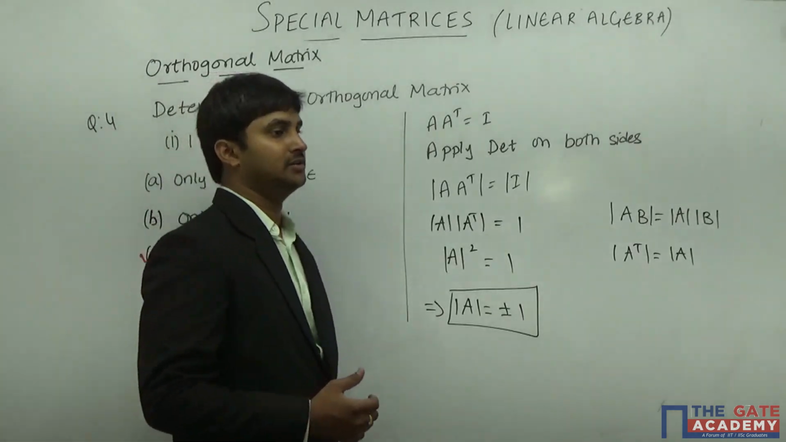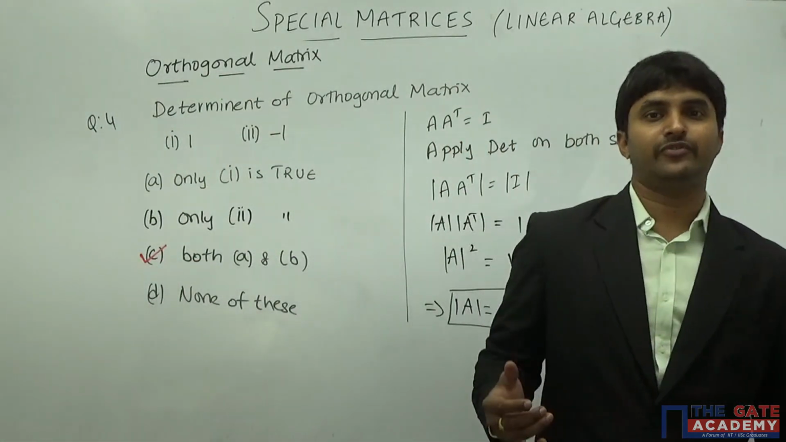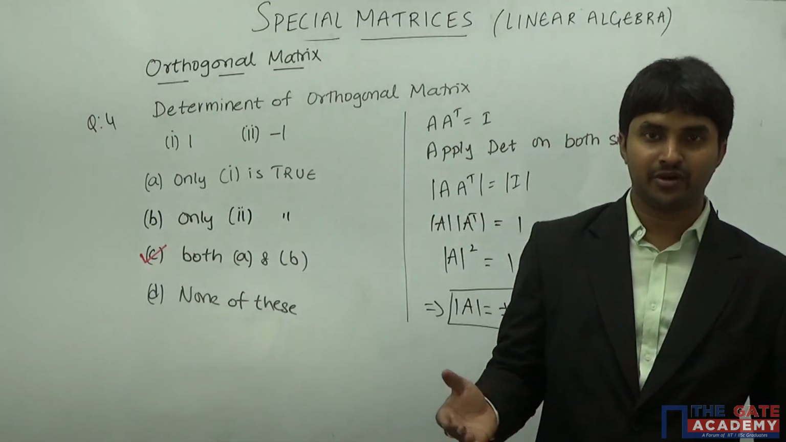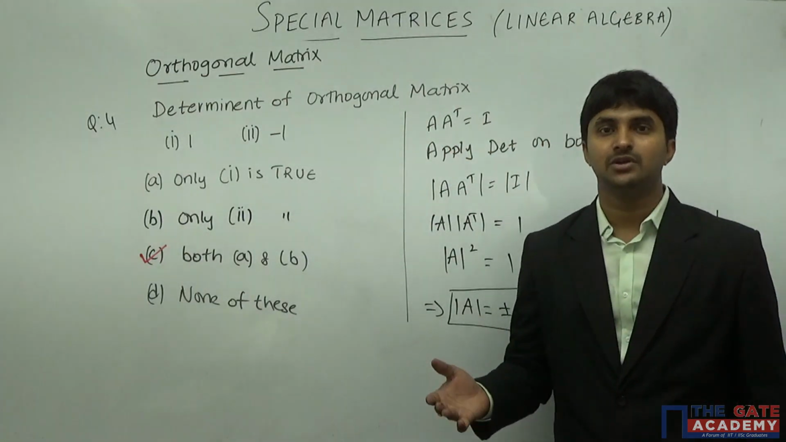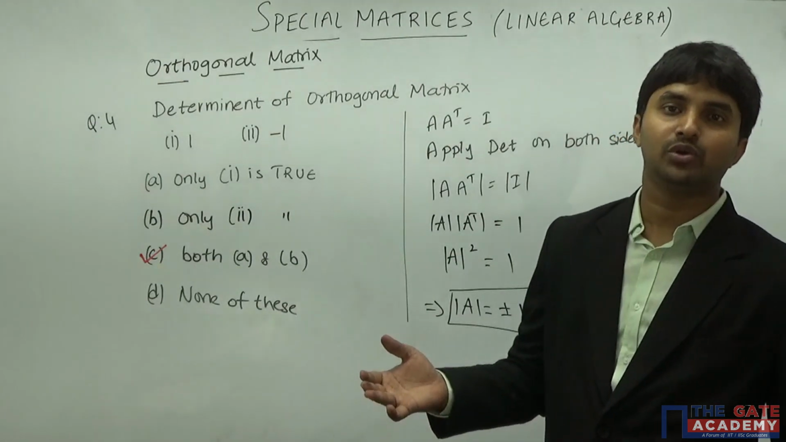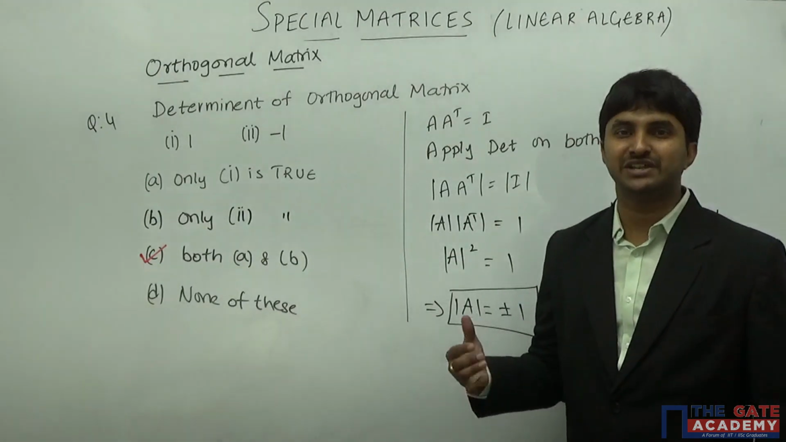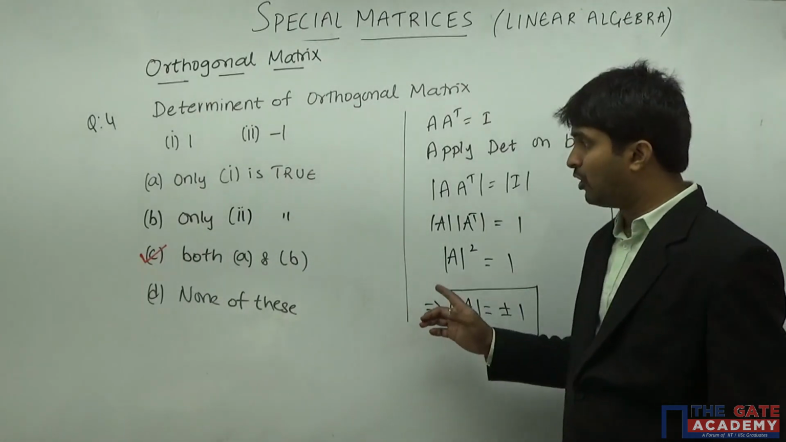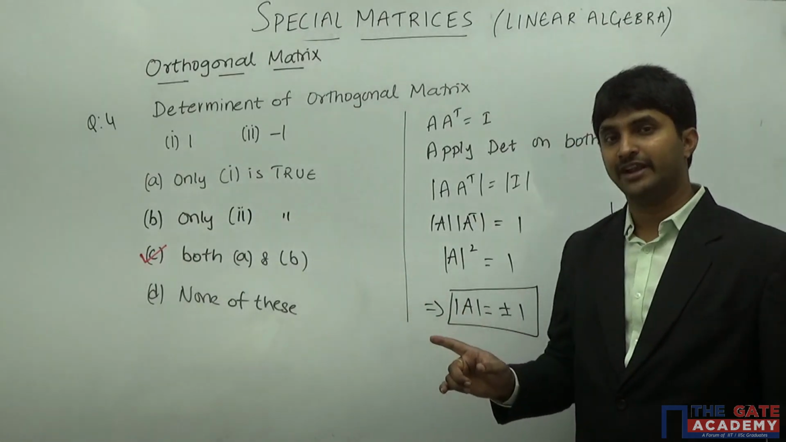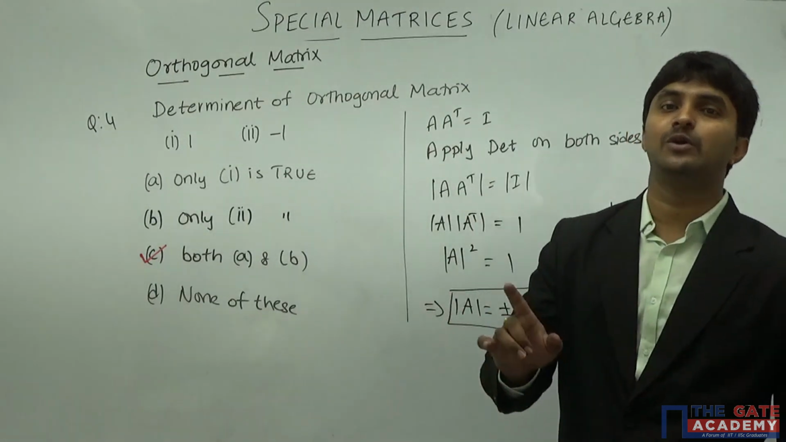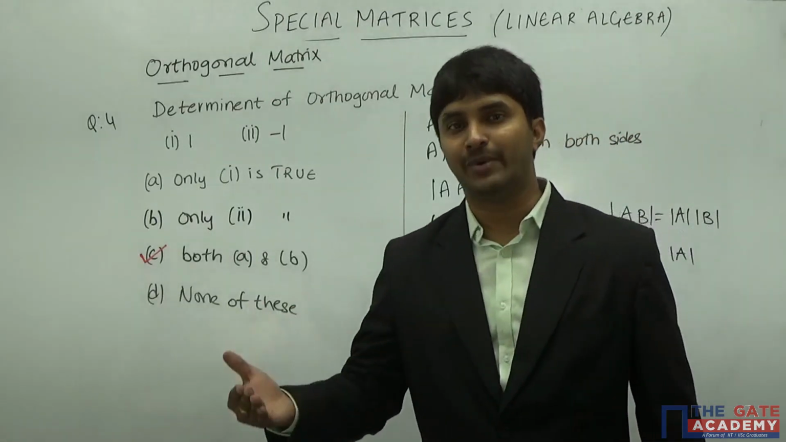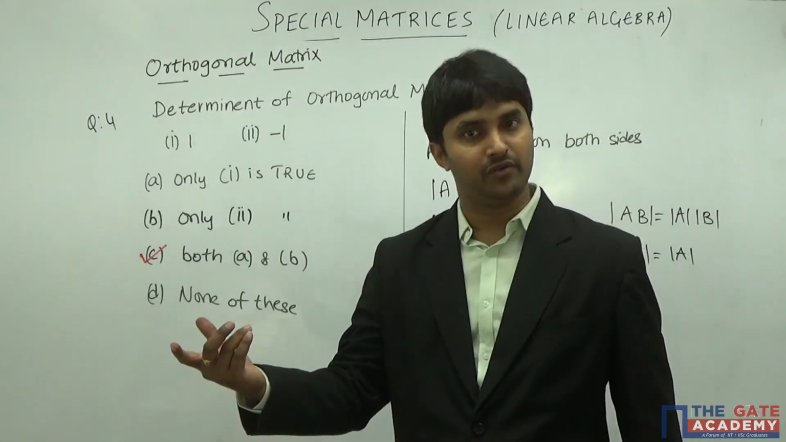And I've already told you that the application of the orthogonal matrix is going to be in terms of the rotational matrix. The rotational matrix is going to be the best example or the best application of an orthogonal matrix. A rotational matrix always has the determinant equal to 1. It's not even minus 1, it has to be equal to 1 in the case of a rotational matrix. So a rotational matrix is an orthogonal matrix whose determinant is equal to 1 always.